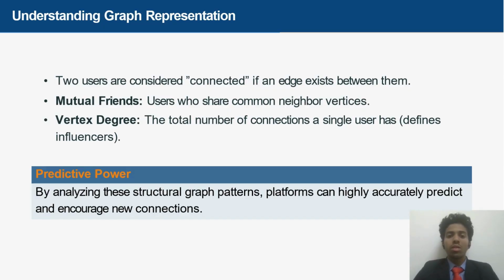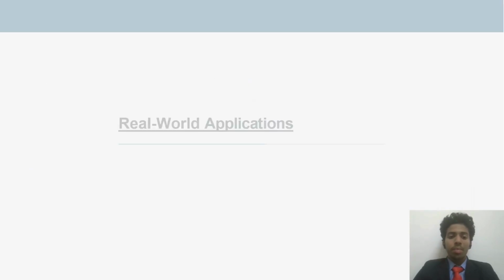Two users are considered connected when an edge exists between them. Mutual friends are users who share common neighbor vertices. Another important concept is the degree of a vertex, which refers to the number of connections a user has. Users with high degree values are often influencers or highly connected individuals. By analyzing these graph structures, the platform can predict new possible connections with high accuracy. So let's move on to the next slide.